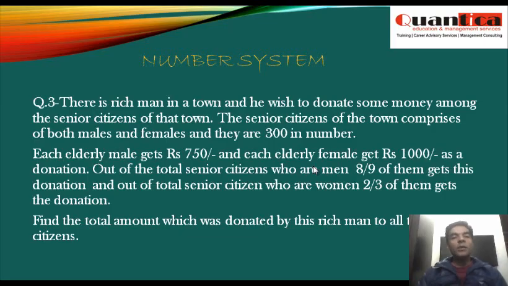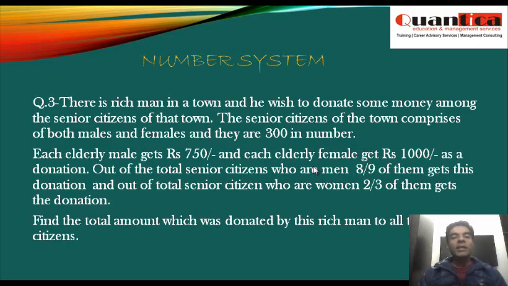Now, it is also given that the senior citizens of the town comprise both males as well as females, and their number is 300. Each elderly male, that means each senior citizen who's male, gets 750 rupees, while each elderly female gets 1000 rupees as a donation. Fine. So this is the second statement which is given.